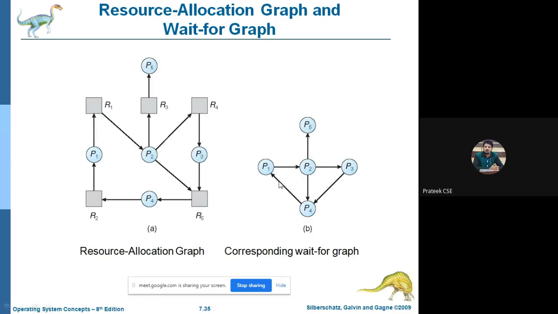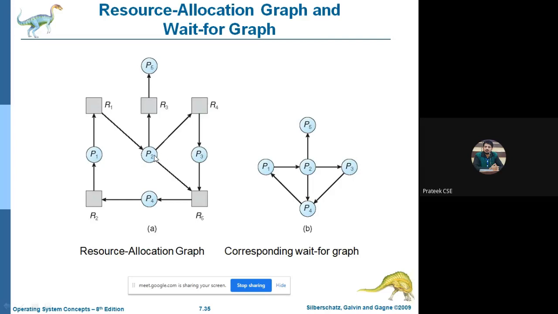So this wait-for graph will be built from our resource allocation graph itself. Here you can see that wherever there were edges from P1 to R1 and R1 to P2, we have removed the resource nodes and directly connected those process nodes. So if there is an edge from P1 to P2, that means in the corresponding resource allocation graph there will be edges from P1 to R1 and R1 to P2.